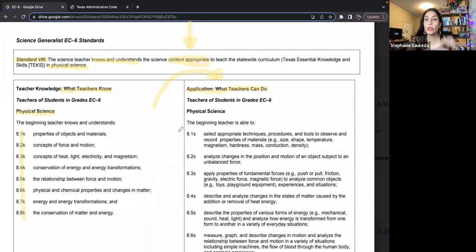But that's not enough. You need to know it so that you'll be able to analyze with your students position and motion of an object subject to change with an unbalanced force, using tools to observe and record. And so typically the correct answer is going to be the science teacher doing something from that right-hand column, applying fundamentals, your knowledge of push and pull or friction, and then analyzing it with your students in reference to situations or experiences that are normal for them, right? Or that they come into a lot of contact with. Toys, the playground. Depending on what grade level you taught, you could even talk about roller coasters, right? Push, pull, force, motion, friction.